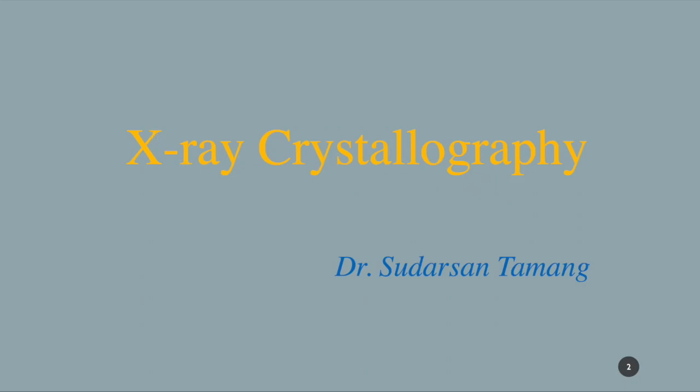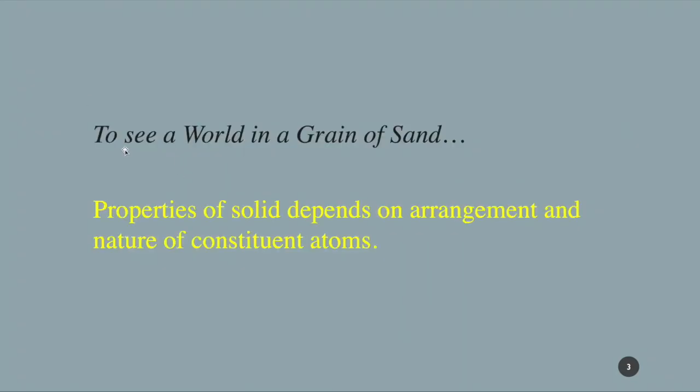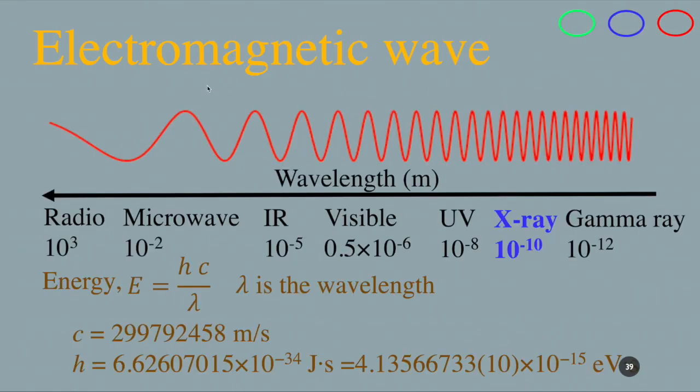Since many materials such as salts, metals, minerals, semiconductors, as well as organic, inorganic, and biological molecules form crystals, X-ray crystallography is very important. So to begin with, there are different types of electromagnetic waves in this slide. On one end of the spectrum, we have radio waves, which have a wavelength of about 10 to the power 3 meters, which is huge.